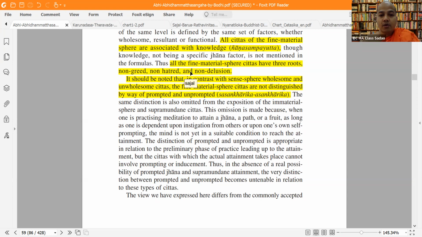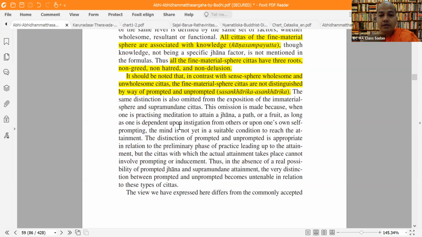Thus, all the fine material sphere chittas have three roots: non-greed, non-hatred, and non-delusion. This is clearly understood because these are regarded as kusala chittas, right? And the results of kusala chittas and the functional ones. It should be noted that in contrast with sense sphere wholesome and unwholesome chittas, the fine material sphere chittas are not distinguished by way of prompted and unprompted.